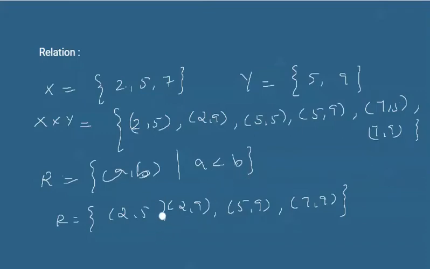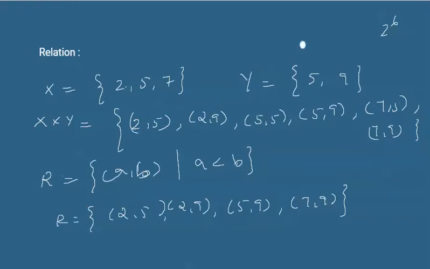Now you can see that if you write all the subsets of X cross Y, how many subsets will be there for X cross Y? Here there are 6 elements. Therefore, 2 raised to 6 subsets will be there for this X cross Y. Now, R is also a subset of X cross Y. R is a relation, of course, and a relation from X to Y is a subset of X cross Y.